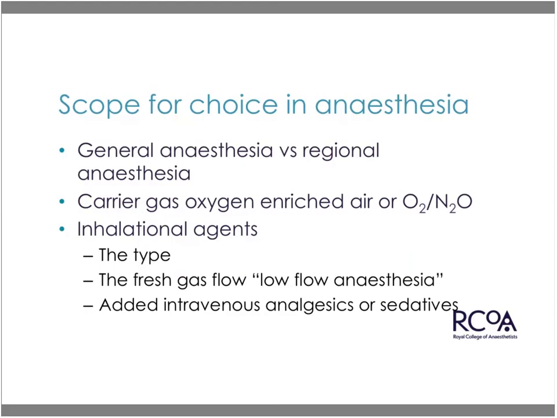So there's a scope for choice in anesthesia. One might choose general anesthesia or regional anesthesia. If choosing general anesthesia, either an oxygen-air mix or an oxygen-nitrous oxide mix. And of the inhalational agents, we can choose the type, we can choose the fresh gas flow, and very often we would want to use low-flow anesthesia, and we can choose the added intravenous agents or sedatives or analgesics that are required to give a balanced anesthetic.